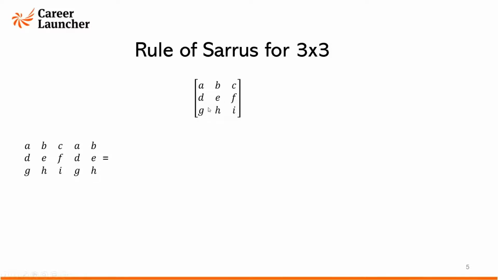The rule says if you have a matrix A, B, C, D, E, F, G, H, I, then the first step is to write down what you have: A, B, C, D, E, F, G, H, I. So this is your column 1, column 2, and column 3. The second step, repeat only the first two columns. Okay, so this preparation you have to do. Write down what is given to you, C1, C2, C3, then just repeat C1 and C2. So you will get a series of alphabets like this, or numbers like this.